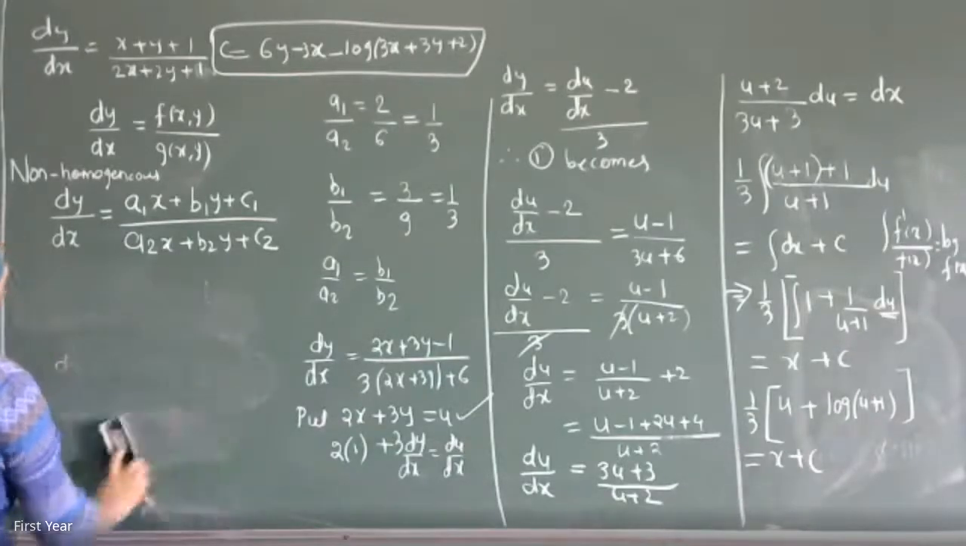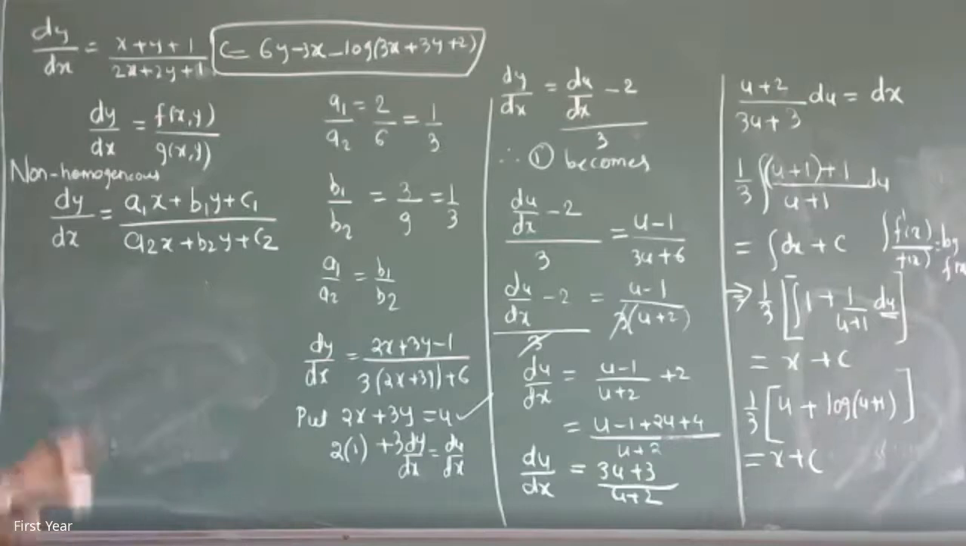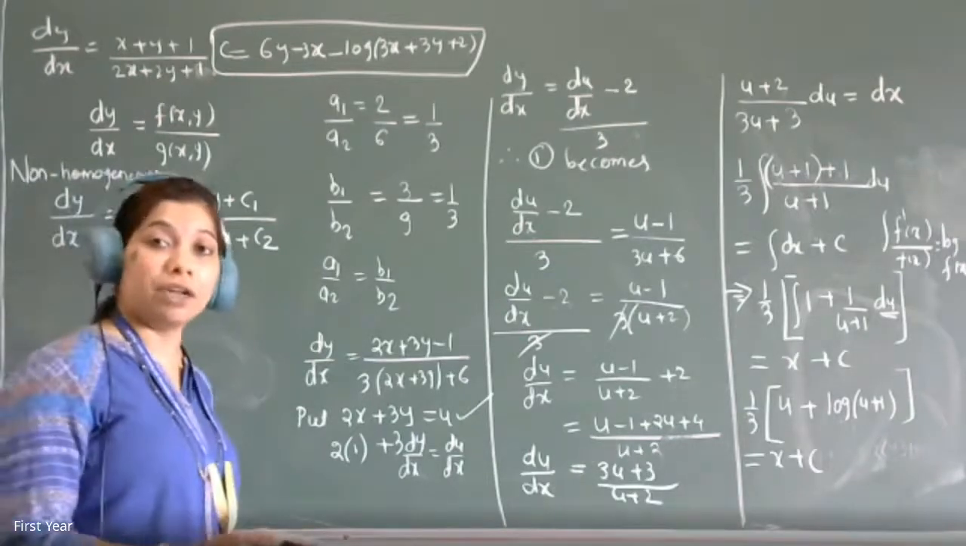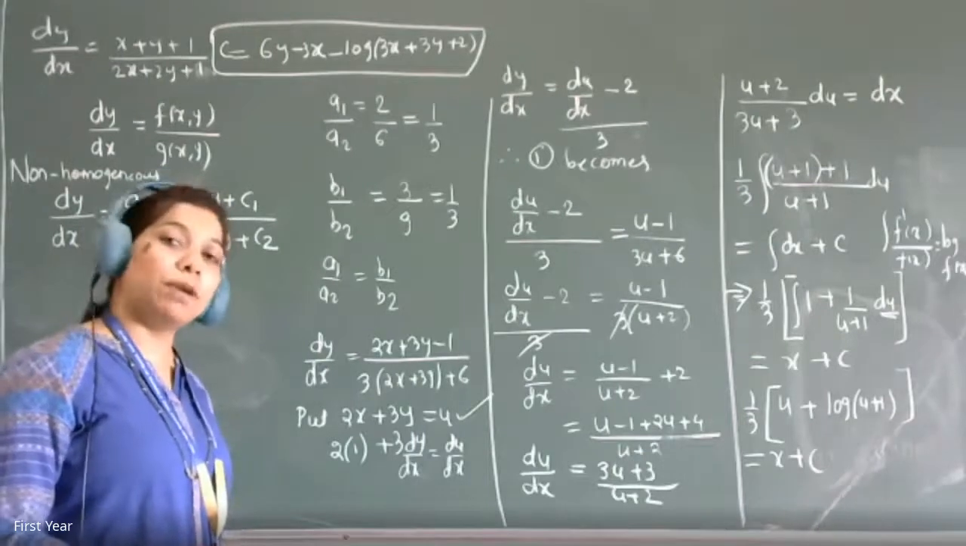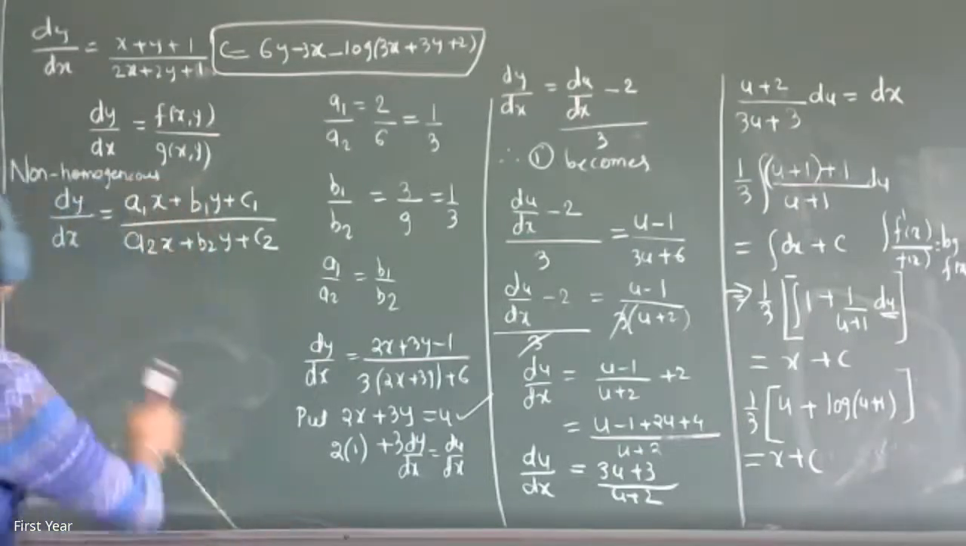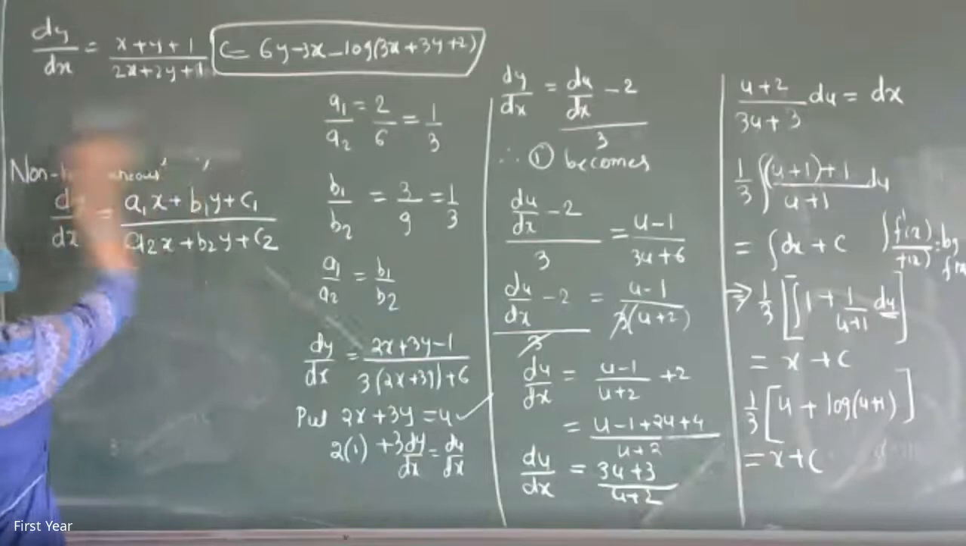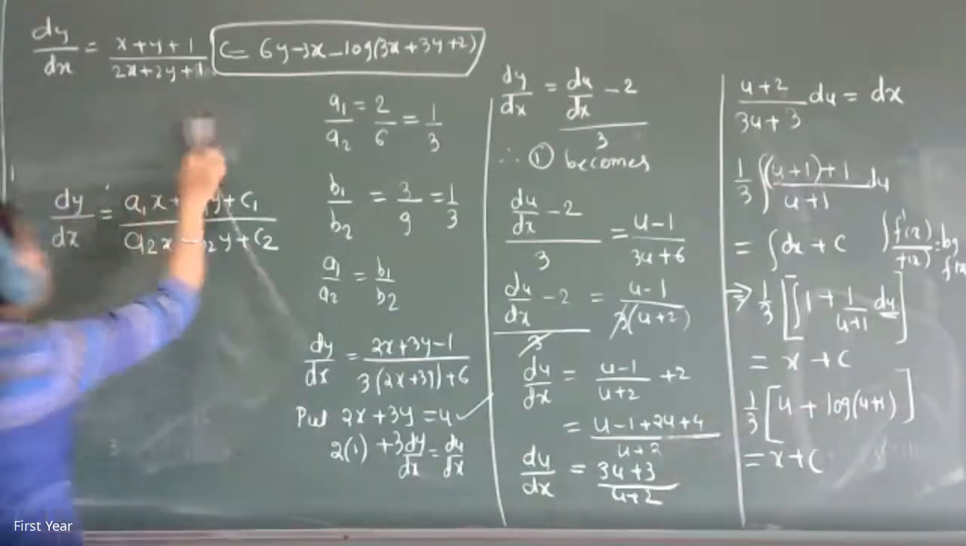You have to try to get it in this form. From non-homogeneous type 2, if you are able to get it to type 1, or we can get it to homogeneous, or to variable separation, any one method that we have already done, then we'll be able to solve it. So let us see how we go if A1 by A2 is not equal to B1 by B2.